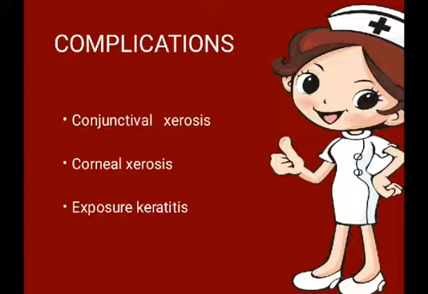Now the third one is exposure keratitis, which means it causes dryness to our cornea. The word keratitis means inflammation of the cornea, so the cornea gets inflammation and dryness, and the tear film also becomes unstable in this condition, due to which the dryness occurs.